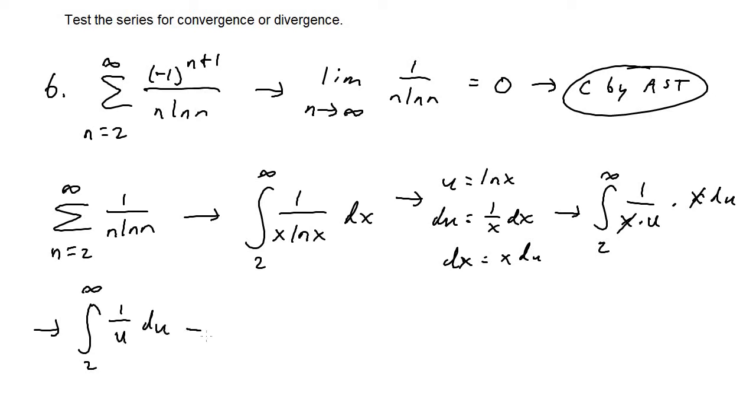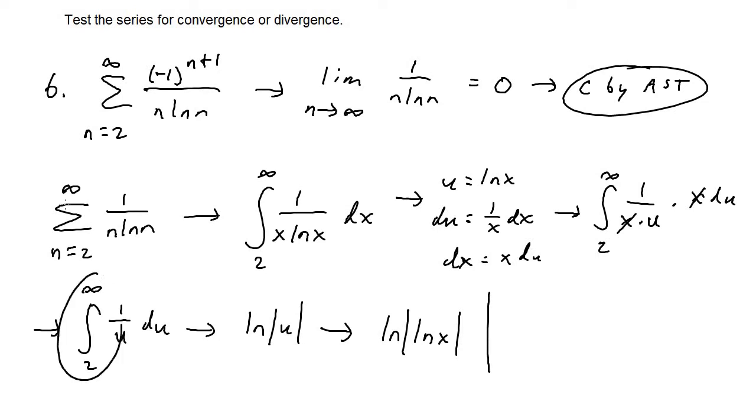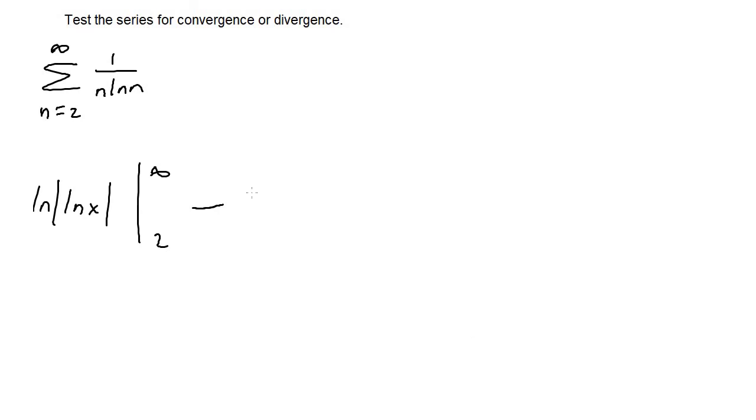The integral of 1 over u is the natural log absolute value of u, and I can go ahead and replace back the u with ln x. So what we really get here is ln absolute value of another ln of x. Now let's go ahead and evaluate from the bounds of 2 to infinity. So when I plug in infinity, we get the natural log absolute value of natural log of infinity, and then minus when I plug in 2, we get the natural log absolute value of natural log of 2.